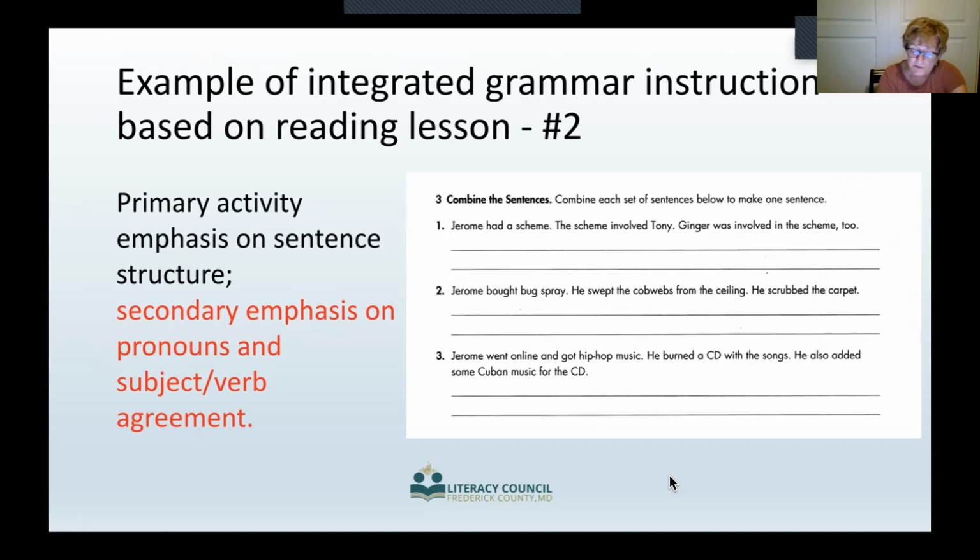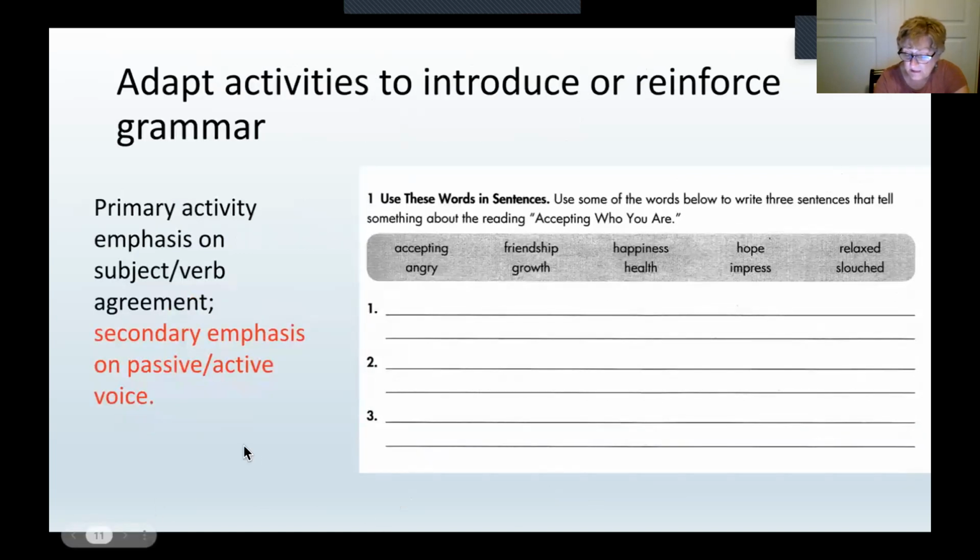Okay, and finally, here's an example of how you can integrate grammar, for example, using the active voice. This activity page is primarily a vocabulary activity, but you can encourage the student to create sentences with themselves as the person who is doing or feeling the action.